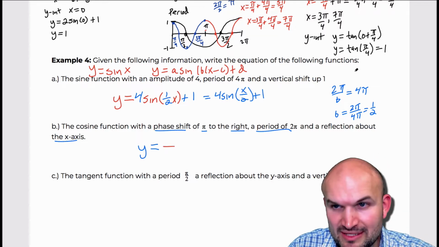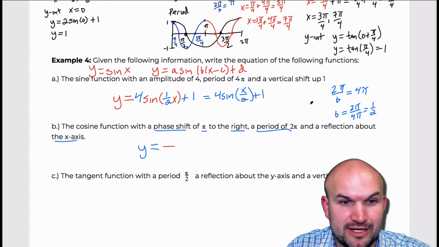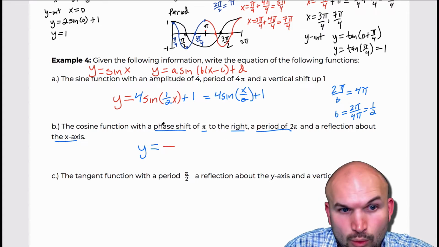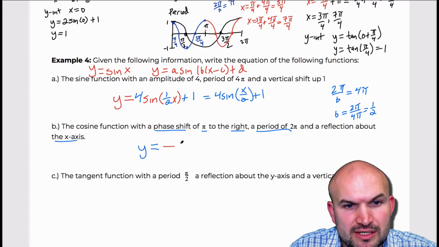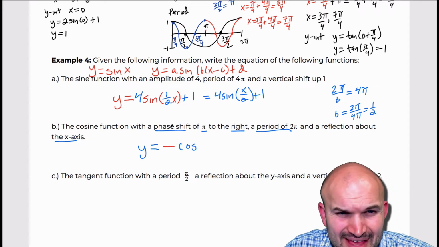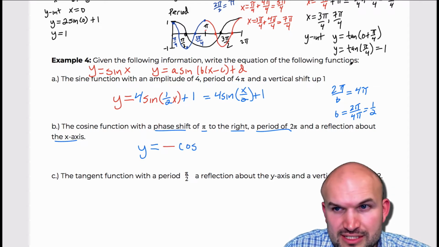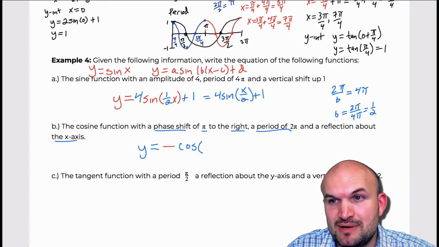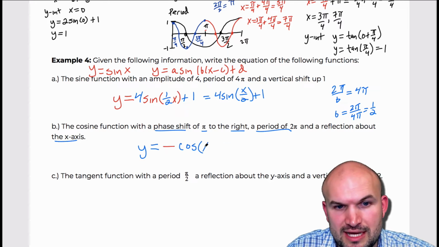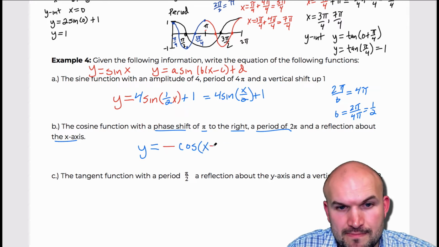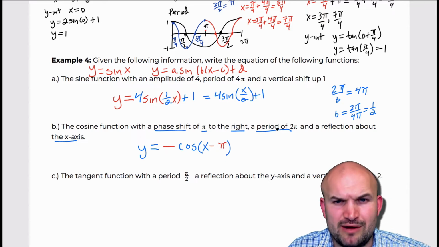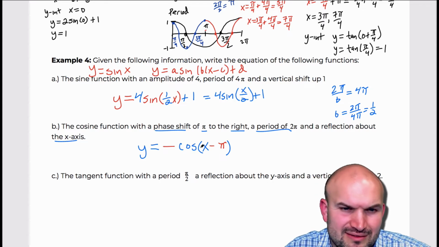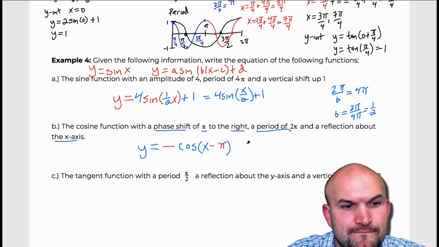It doesn't say anything about the amplitude, so I'm going to assume the amplitude is 1, because it doesn't tell us what it needs to be. So let's do cosine. And then a phase shift of pi to the right. So again, if I'm going to the right, then that's going to be x minus pi. So we'll do x, and then we'll do minus pi. That's going to tell me to shift it pi to the right. And I don't know why I wrote a period of 2 pi. It doesn't really matter because cosine already has a period of 2 pi. And then a reflection about the x-axis. So boom, there we go.